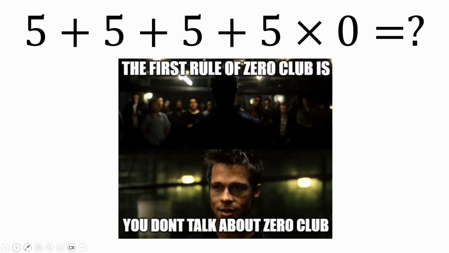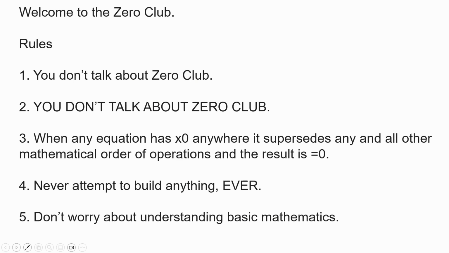All right, so first of all, the first rule of Zero Club is you don't talk about Zero Club. Welcome to the Zero Club. The rules are, number 1, you don't talk about Zero Club. Number 2, you don't talk about Zero Club. 3, when any equation has times 0 anywhere, it supersedes any and all other mathematical order of operations, and the result is always equal to 0. Number 4, never attempt to build anything ever. Number 5, don't worry about understanding basic mathematics.